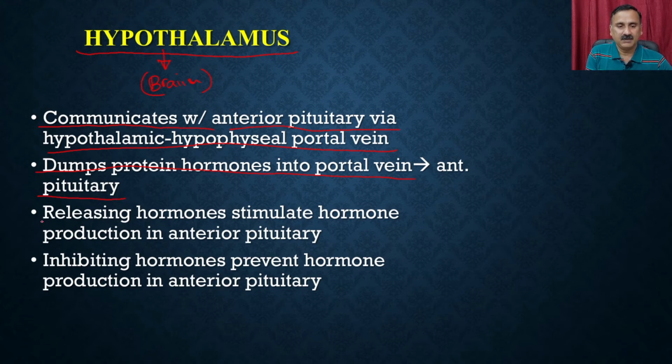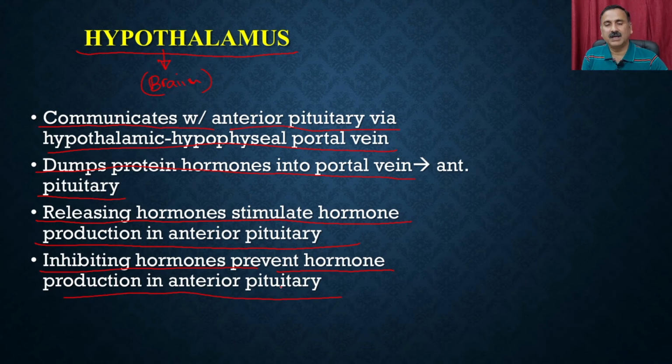The hormones which are released from this are going to stimulate the production of hormones from the anterior pituitary, and the inhibiting hormones are going to prevent the hormone production in the anterior pituitary. So it can secrete two different types of hormones: the hormones which are going to stimulate the production of the hormones from the anterior pituitary, or the hormones which are going to prevent the production of the hormones from the anterior pituitary.